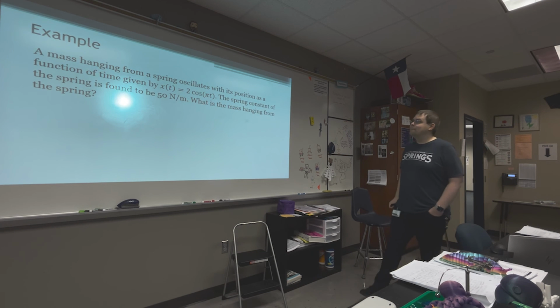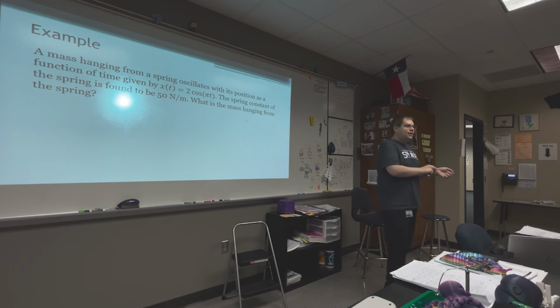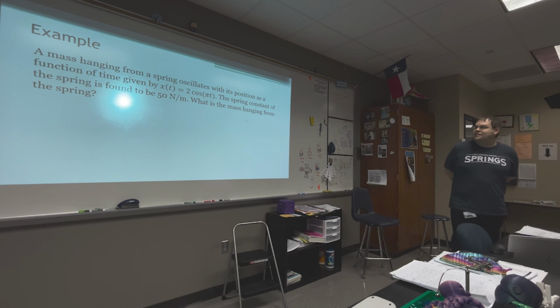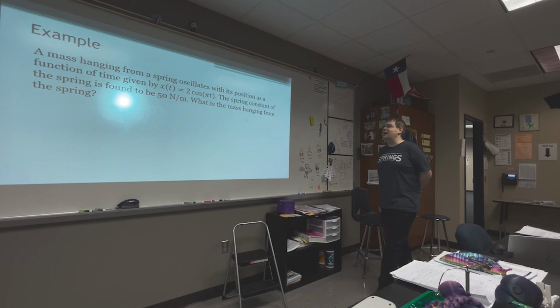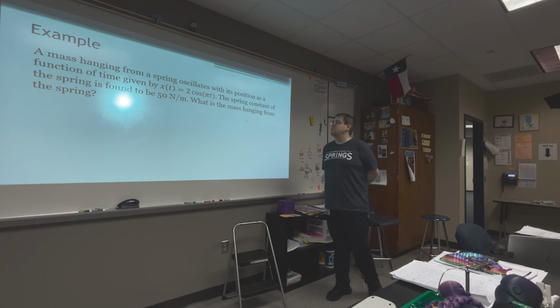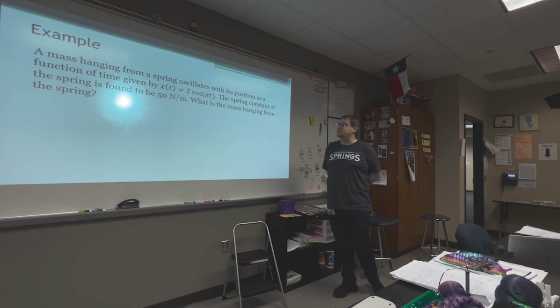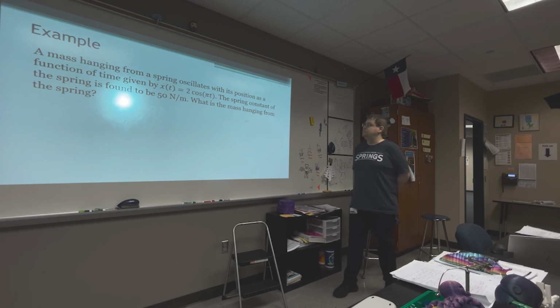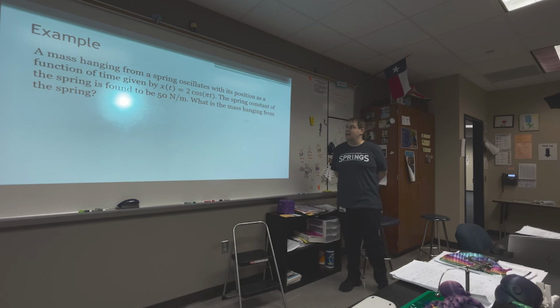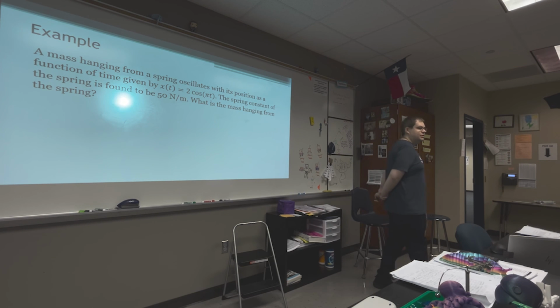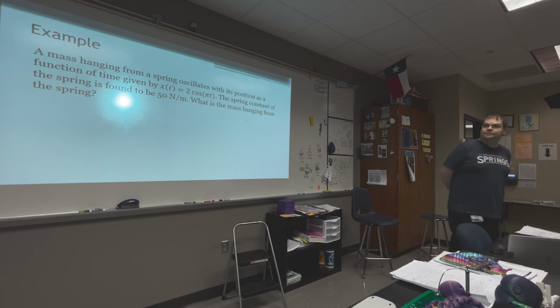Okay, so here's an example, guys. We have a mass hanging from a spring that oscillates with its position as a function of time given by x equals 2 cosine pi times time. The spring constant of the spring is found to be 50 newtons per meter. What is the mass hanging from the spring? So we need to figure out what that mass is.